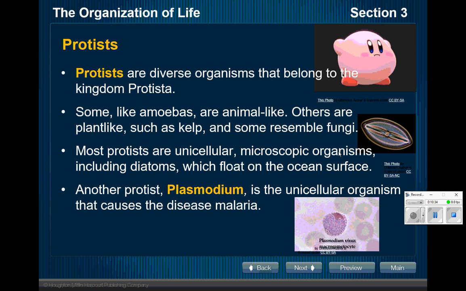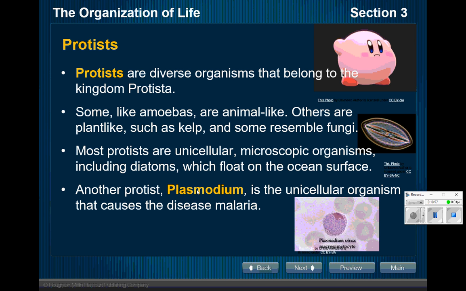They're microscopic organisms, including diatoms, which are pictured here, which float on the ocean surface. This is something you could see in reflectors and things like that. The reflective materials made of diatoms, or the diatomaceous earth, are in a lot of pool filters.